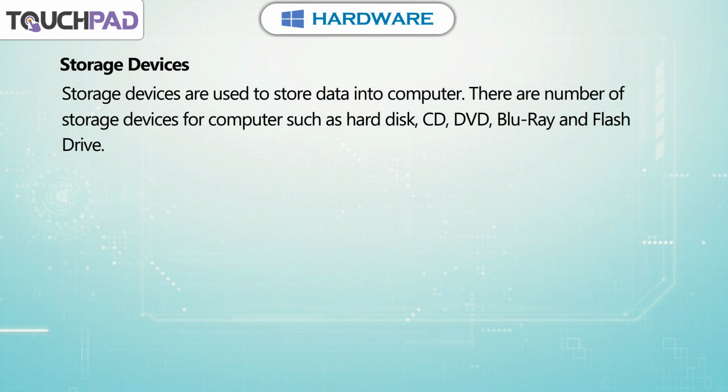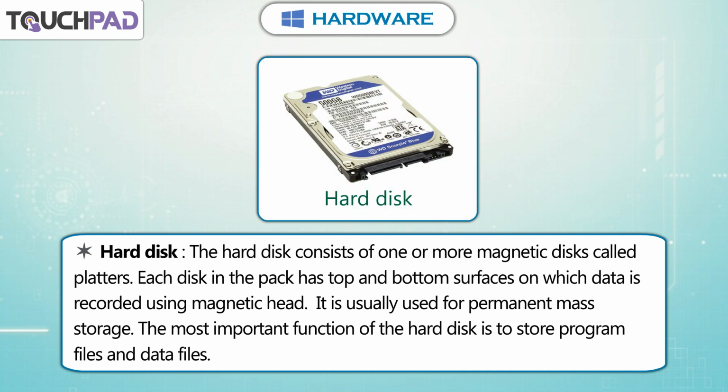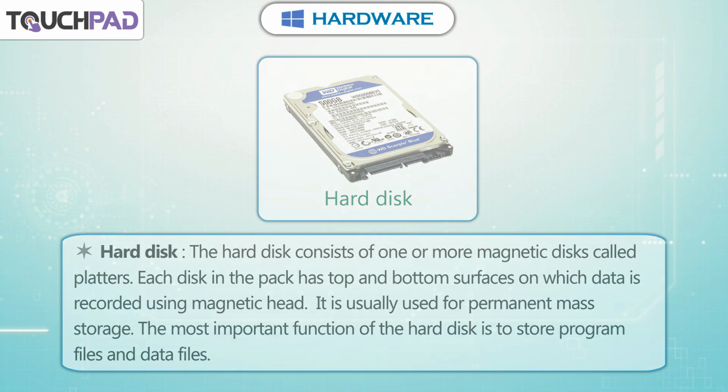Storage devices. Storage devices are used to store data into computer. There are a number of storage devices for computers such as hard disk, CD, DVD, Blu-ray, and flash drive. Hard disk. The hard disk consists of one or more magnetic disks called platters. Each disk in the pack has top and bottom surfaces on which data is recorded using magnetic head. It is usually used for permanent mass storage. The most important function of the hard disk is to store program files and data files.